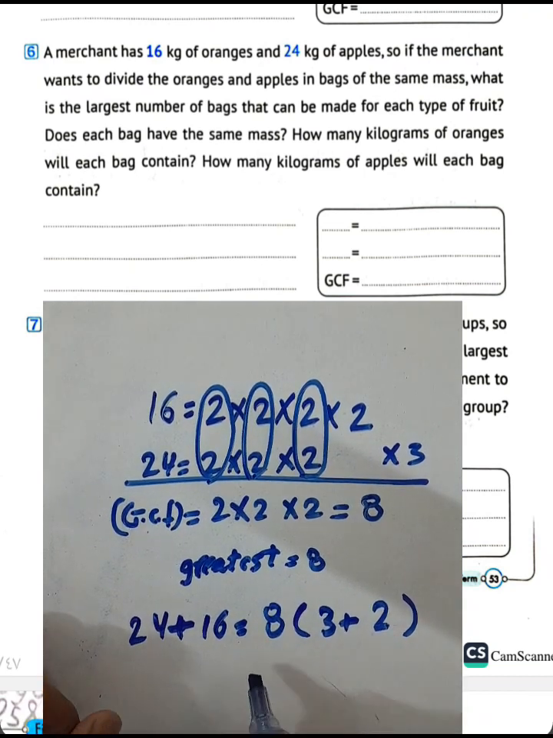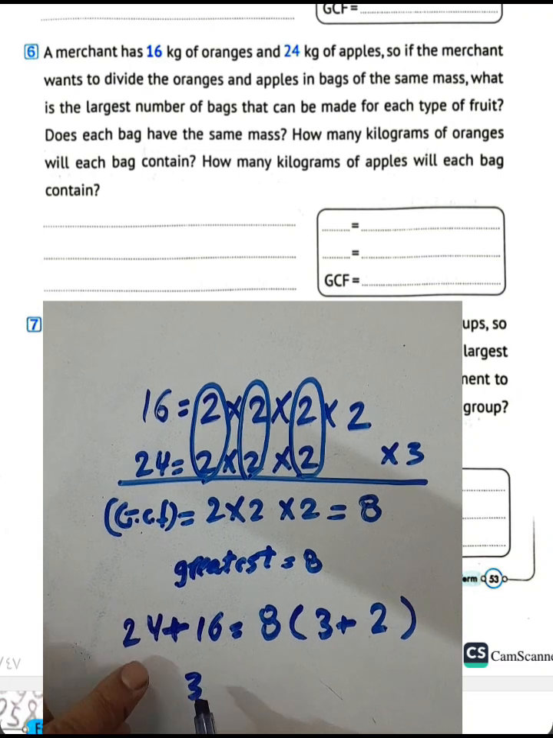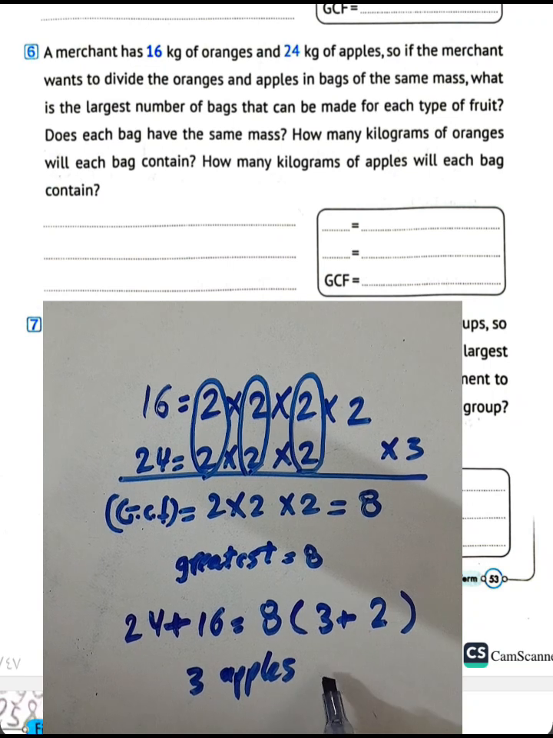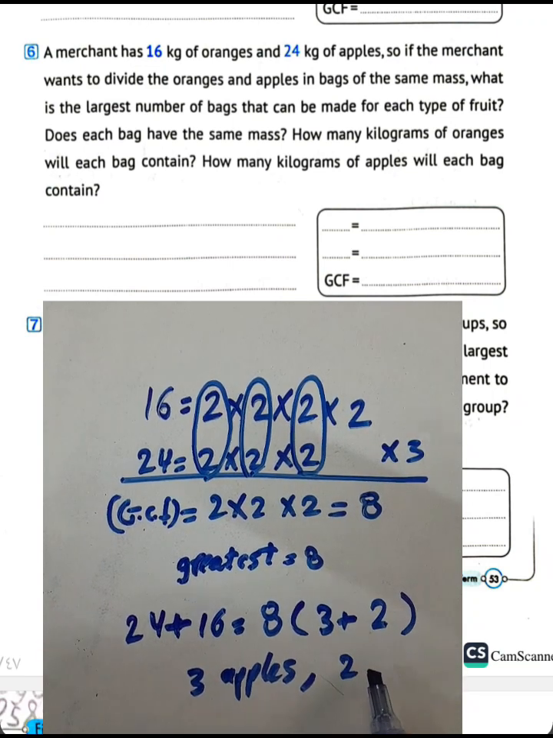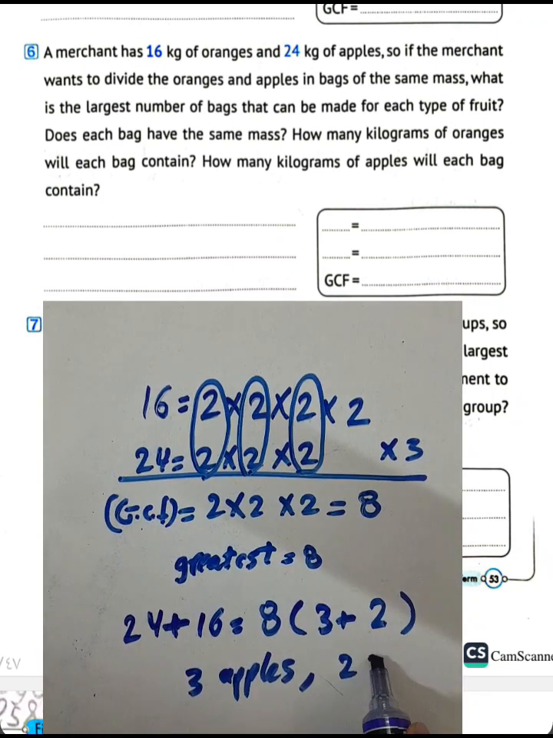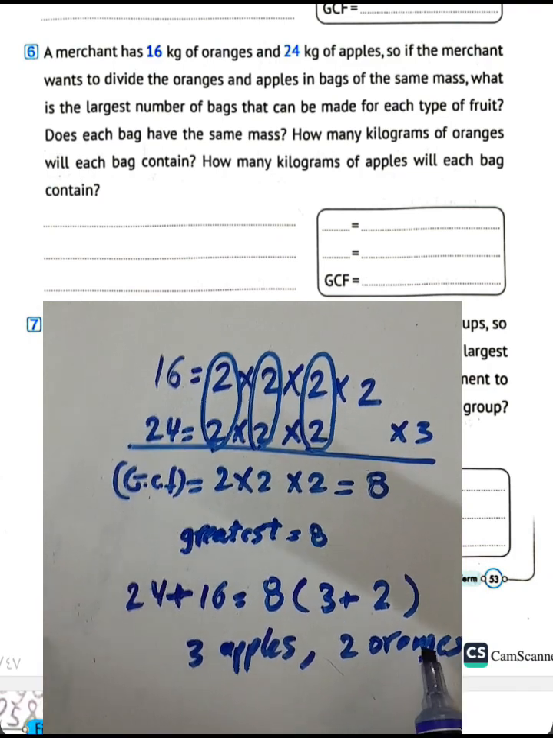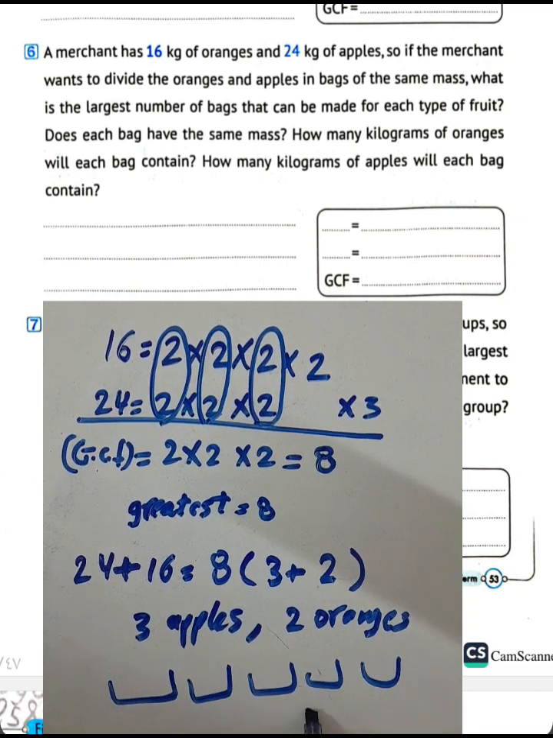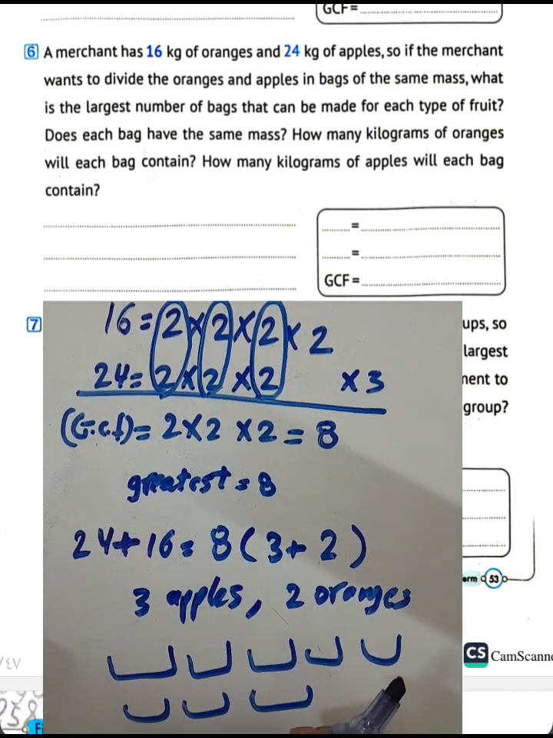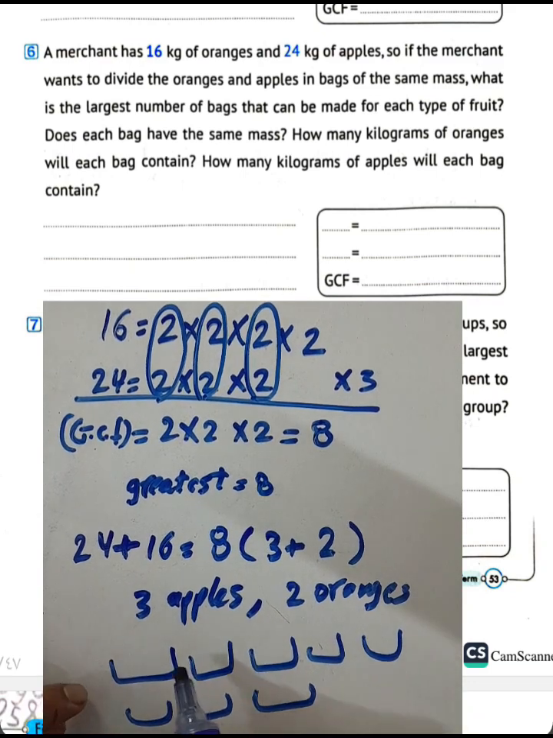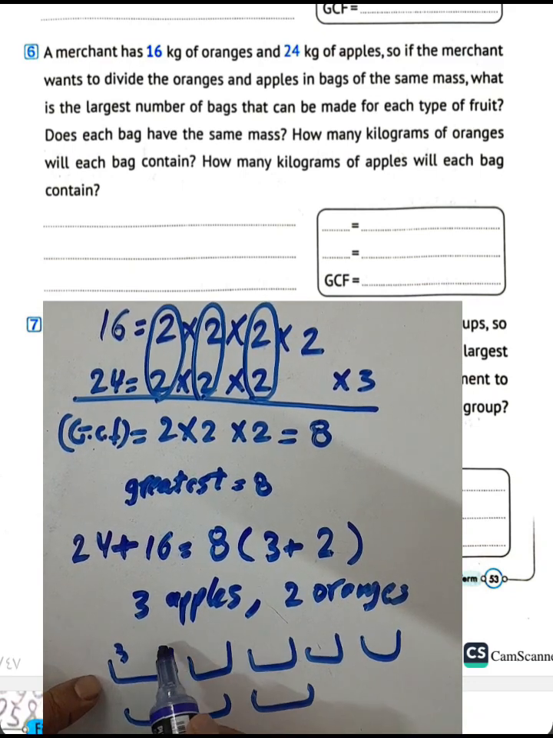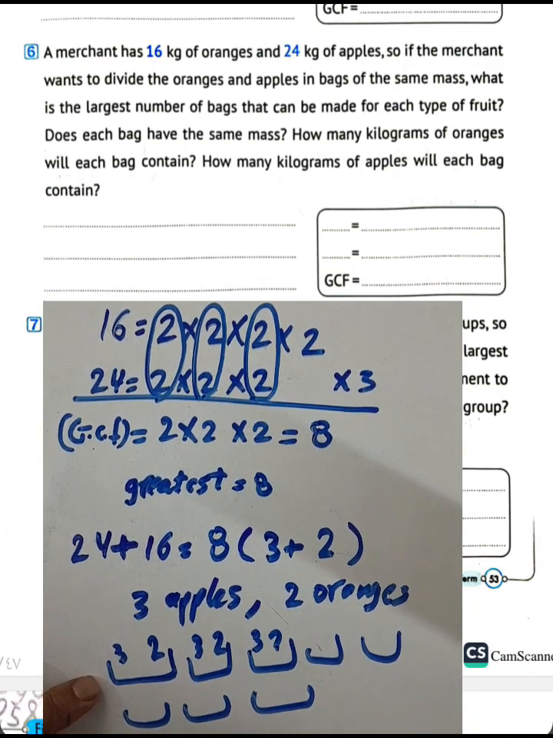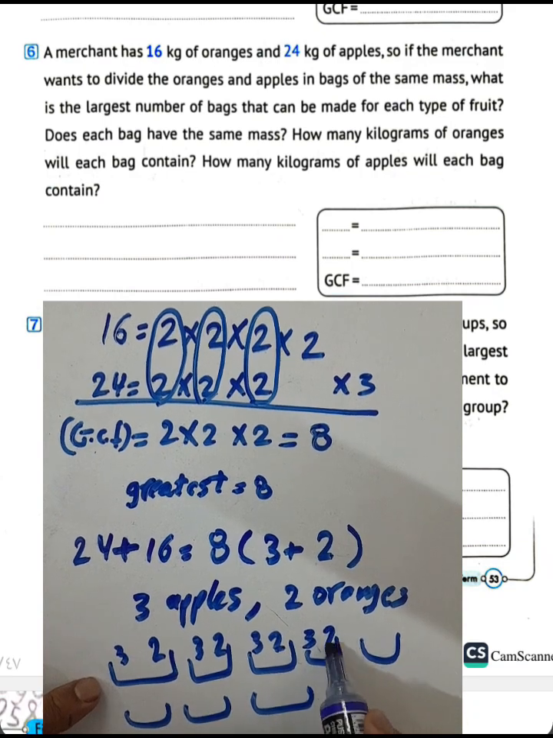So we will put in each one 3 apples, okay, and 2 oranges here. Okay, in this example we have 1, 2, 3, 4, 5, 6, 7, 8. We have 8 boxes and we will put in each one 3 apples and 2 oranges, and so on, okay.